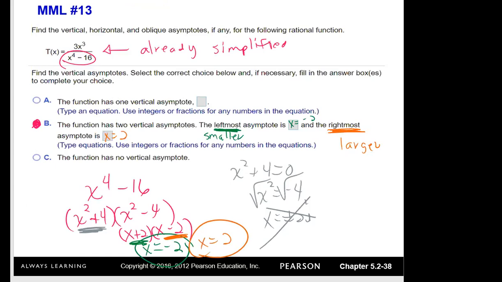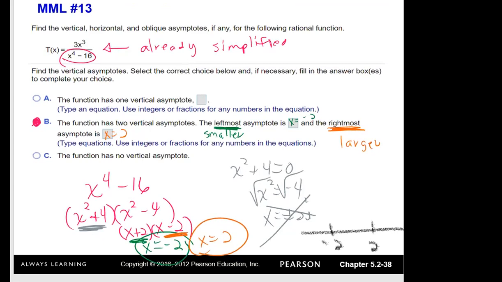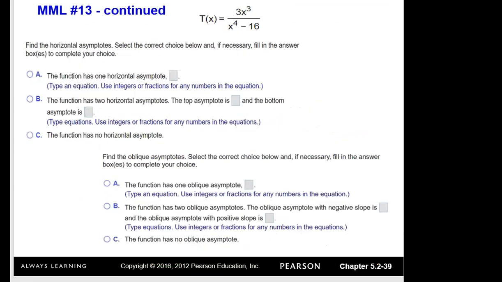Right? Because you're looking at the x-axis. And then you've got vertical asymptotes happening at -2 and +2. So you'd have a vertical dashed line here and a vertical dashed line there, left to right, smallest to largest. And then same function, it wants the horizontal asymptotes.